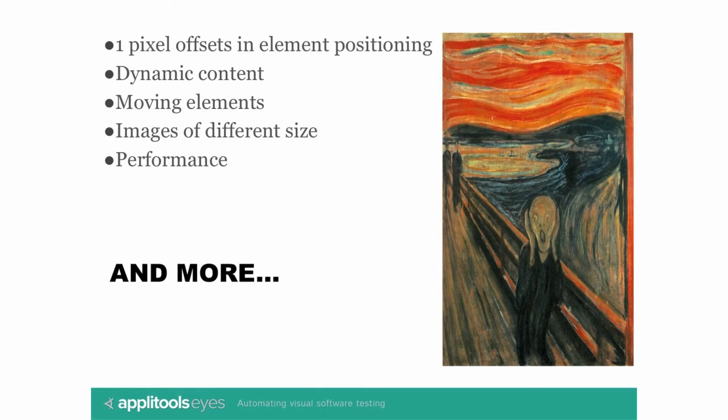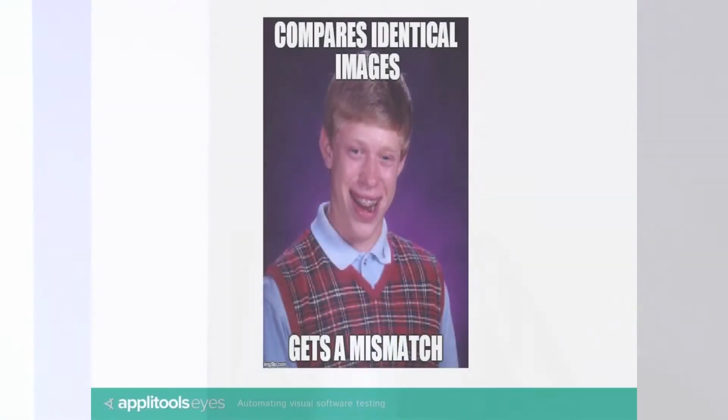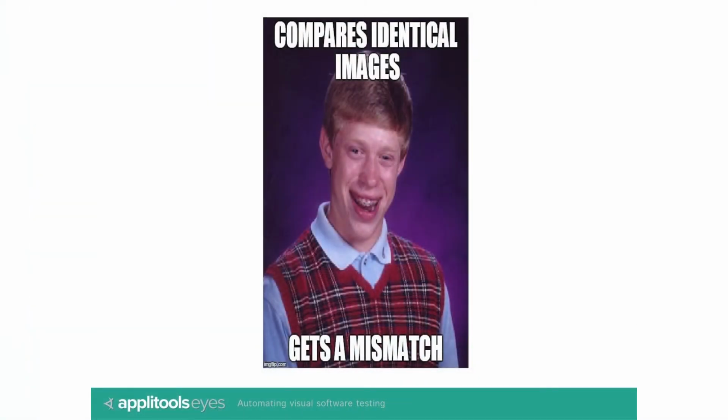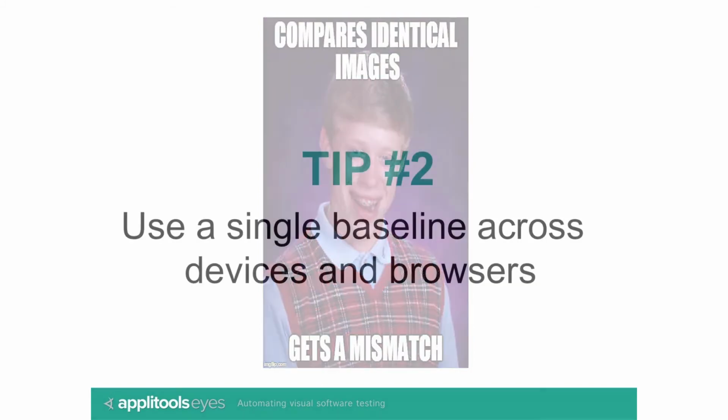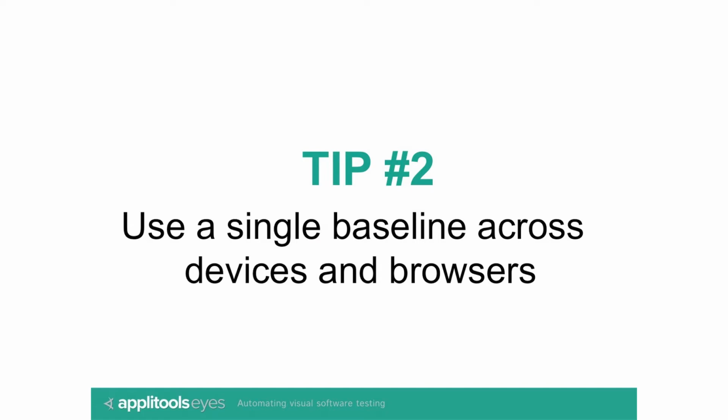You also need to be able to deal with dynamic content. So again, there are some questions about it before. We'll see it in the examples. Shifting elements, images of different sizes, and also performance is an important point, because your page might not render exactly at the same time. So you have to make sure that when you capture the screenshots for your visual test, the screenshot is actually stable and fully rendered. So your visual testing framework needs to deal with making sure that the page is ready to be tested. And of course, the most frightening thing is if you try to compare two identical images and you get a mismatch. But we'll get to the demo later, but let's move on to the next tip.